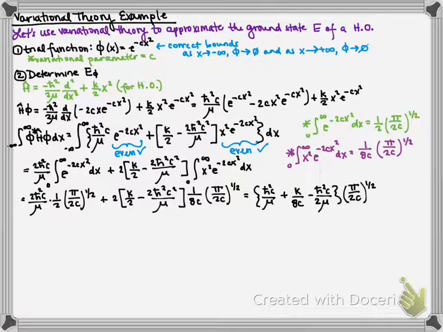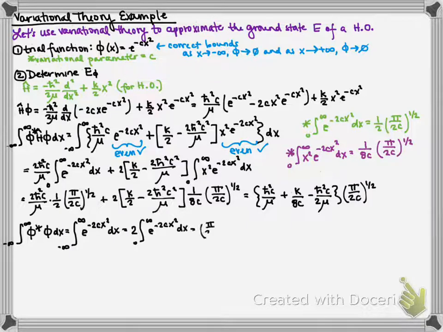Remember that this integral is only the numerator when we're trying to figure out the energy. So we need to figure out the denominator. So let's go ahead and do that. The denominator is going to be the integral from negative infinity to positive infinity of φ star φ. So that's just going to be the integral from negative infinity to infinity of e to the minus 2cx squared, which we already said is even. So we can pull out a 2 and change our bounds from 0 to infinity. And in fact, we already have that integral. It's the one in green to the right.